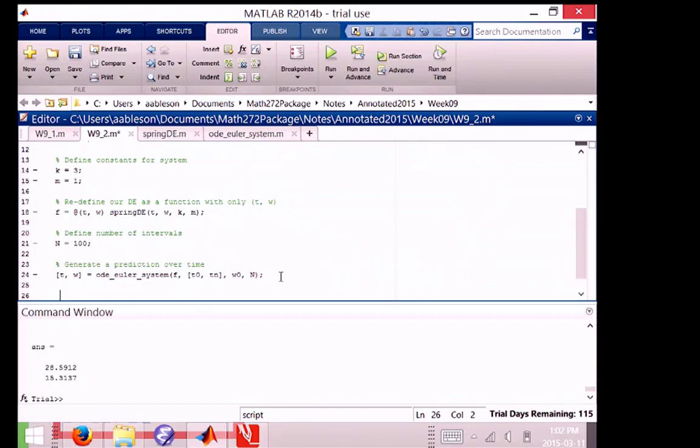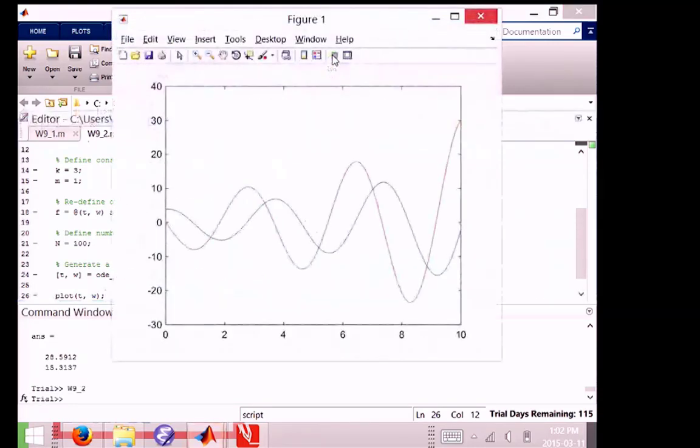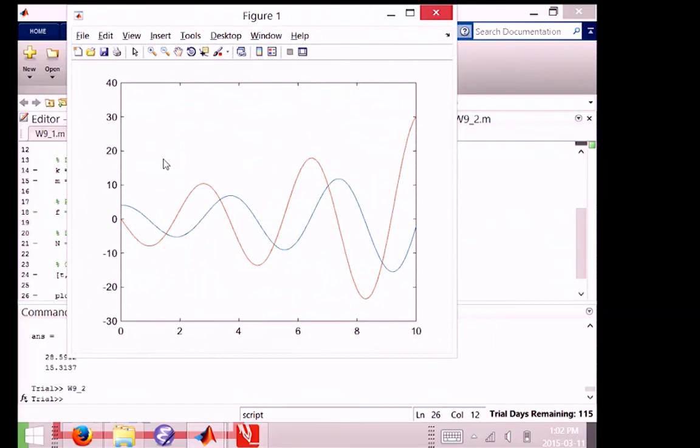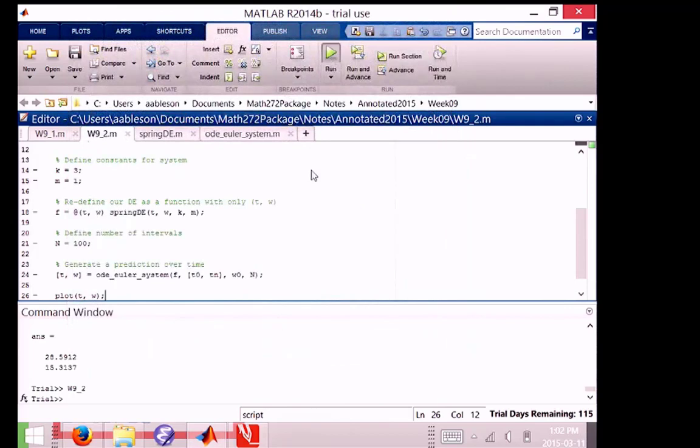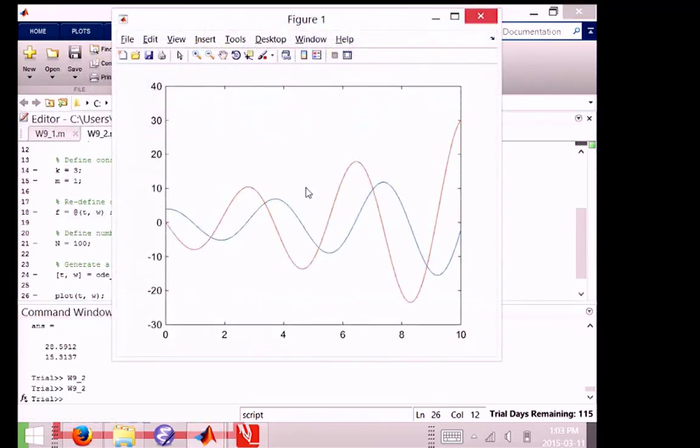All right. Now, the next thing we're going to do is plot t against w, because t and w are the simulation results. So against time, what are my position and velocities? And there we go. You'll notice one of these values here is around 4. There's our initial position of 4. Initial velocity is 0. Run that again just so we get the big picture. Cool. So that's what the graph would look like.